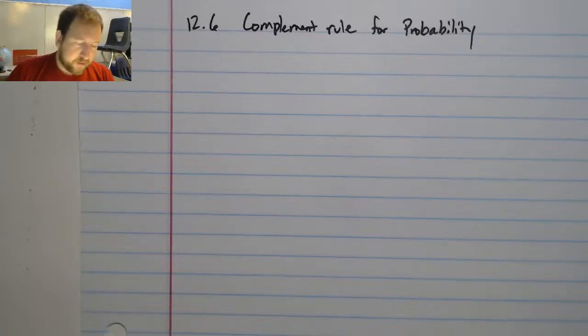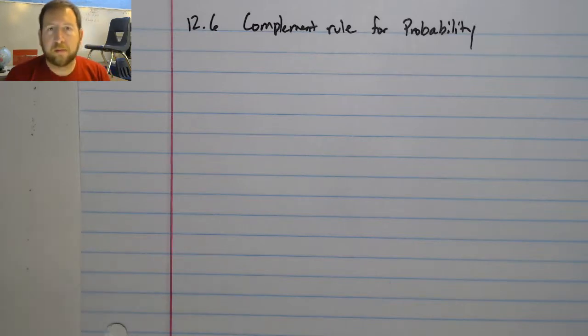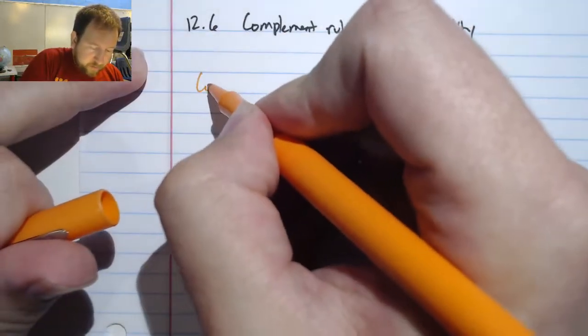All right, I want to talk about section 12.6. It's called the complement rule for probability. And this section is going to be pretty short and easy. But our complement rule looks like this.